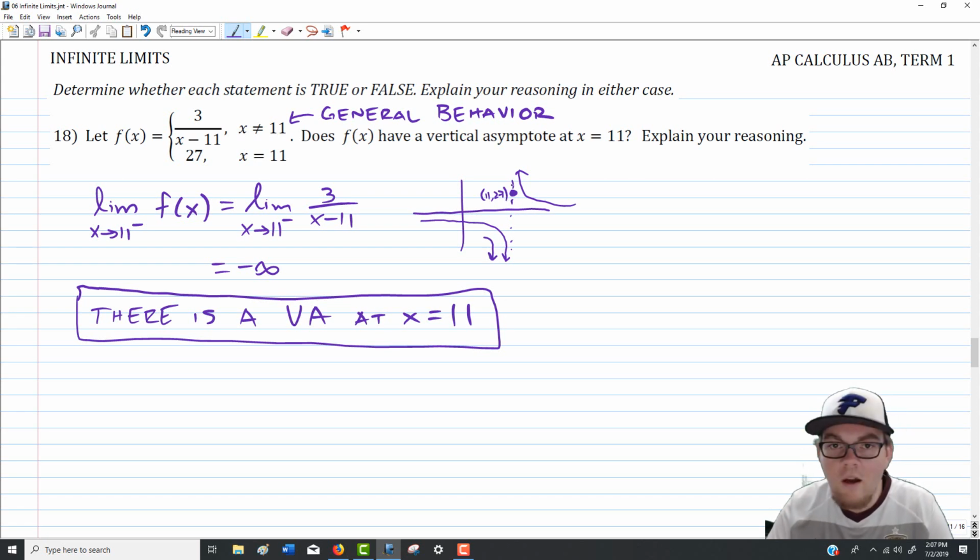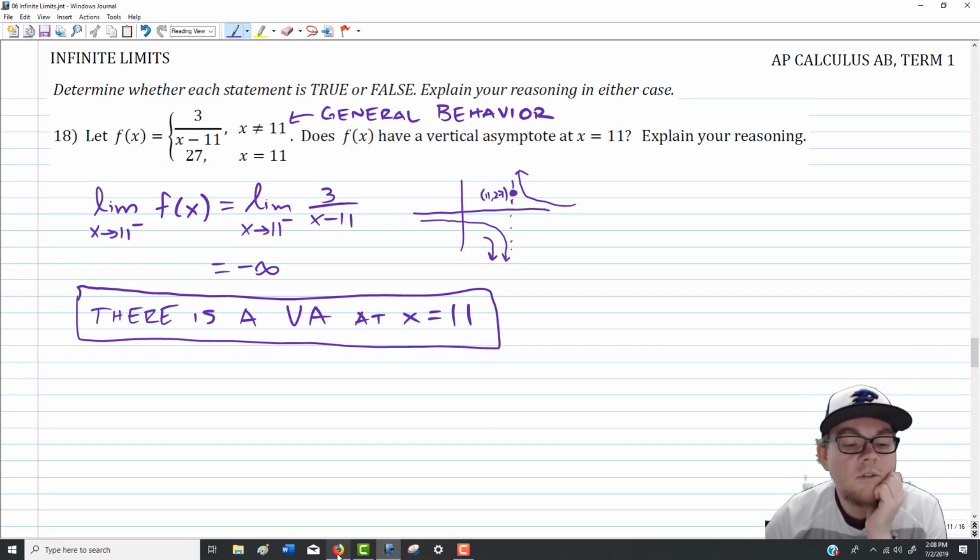That one point, just like always, does not change anything about the general behavior of the function. And more importantly, that single point doesn't change the fact that the behavior around 11 is asymptotic. So even with a vertical asymptote, if there happens to be a y value there, as long as the behavior of the function around it happens to approach plus or minus infinity, we still have a vertical asymptote by definition.